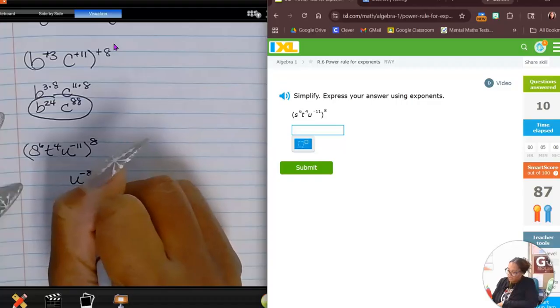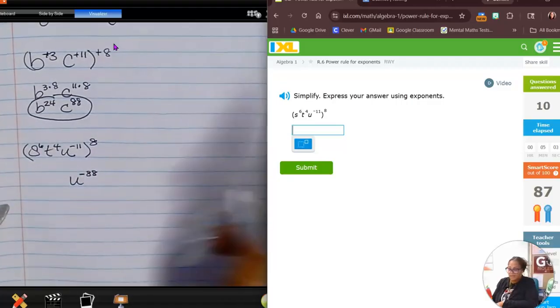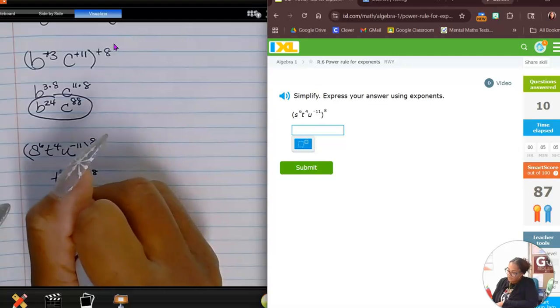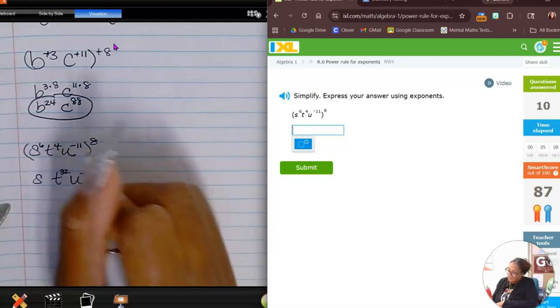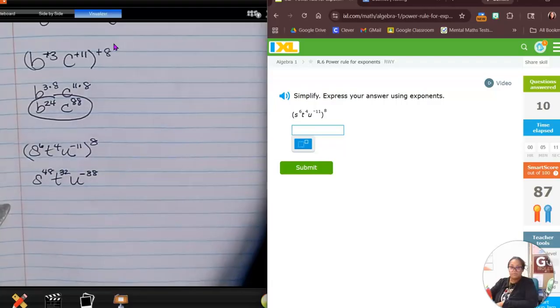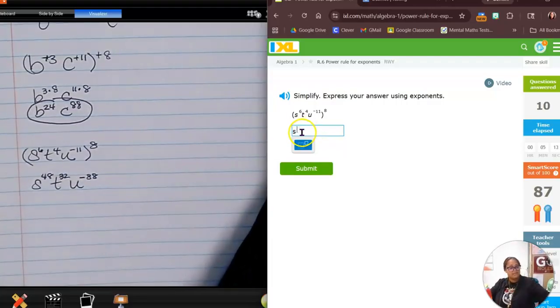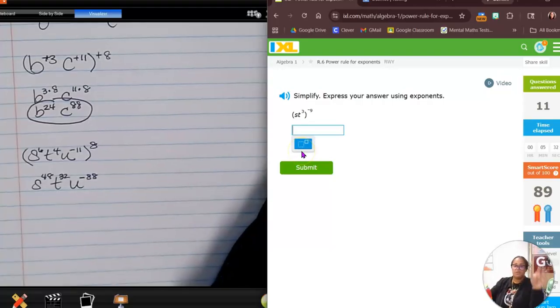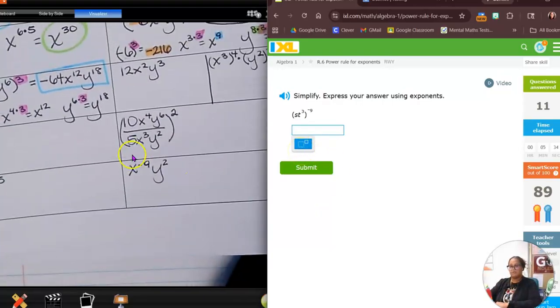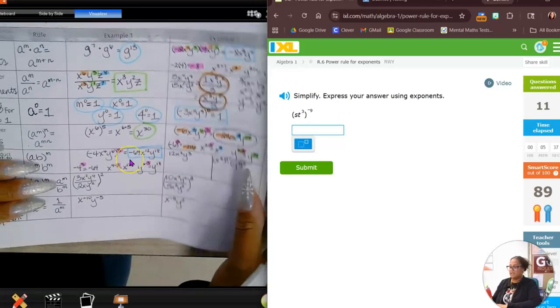Let's do the negative one, U to the negative 88. T, 8 times 4 is 32. S, 6 times 8 is 48. S to the 48th power, T to the 32nd power, U to the negative 88th power. Let's see if we got it. Got it. So that's how we apply all of these rules to our exponents.